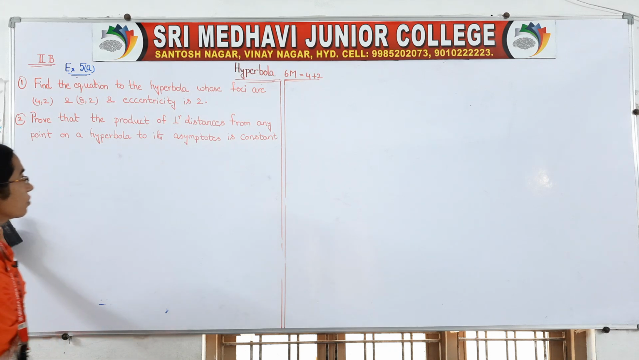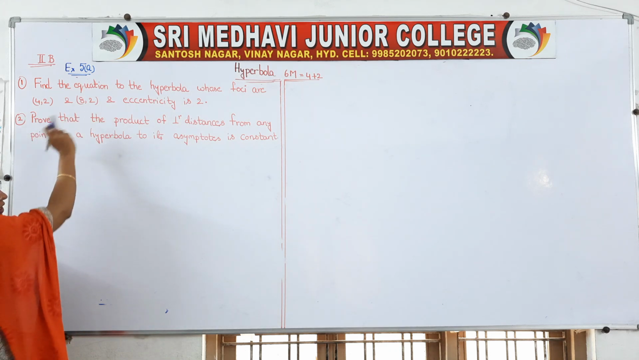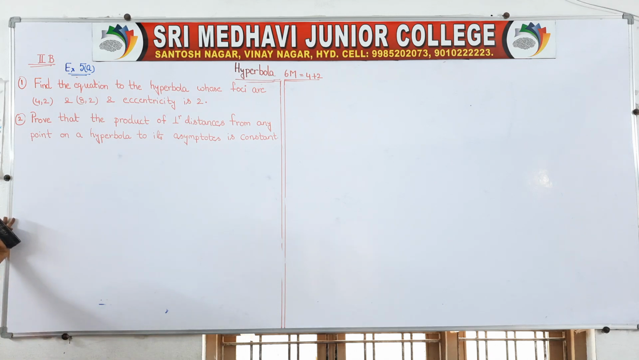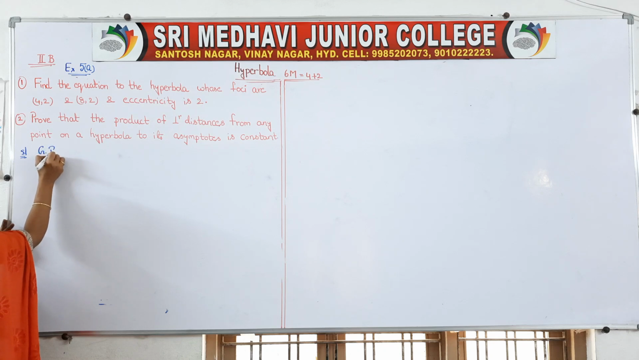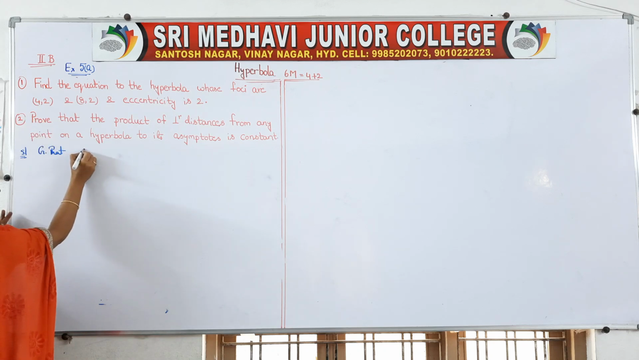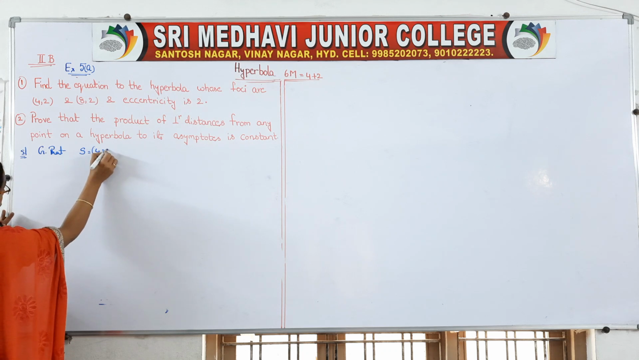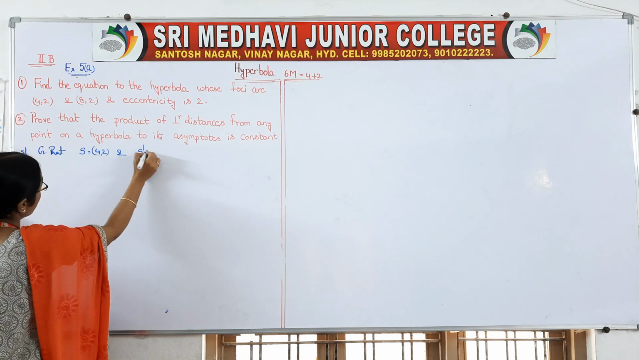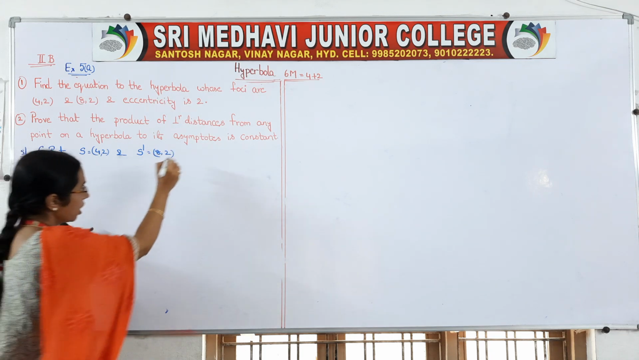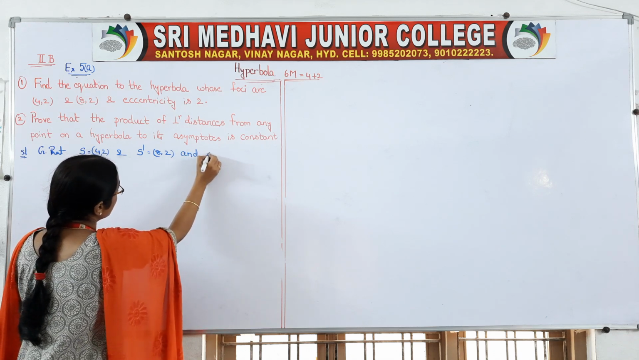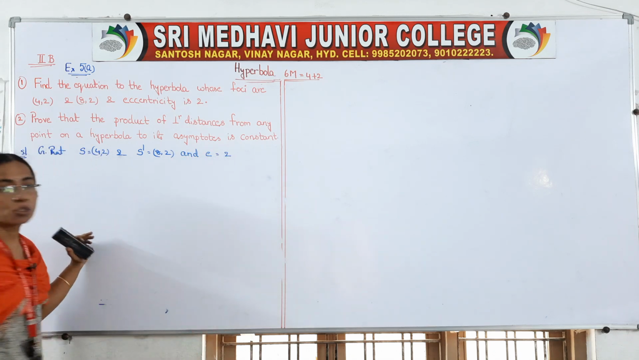The coordinates of the two foci are given to you, and the eccentricity is also given. We have to find the hyperbola which has these two foci and this eccentricity. So what is the given information? Given foci, that means S is (4, 2) and S dash is (8, 2), and the eccentricity is equal to 2.